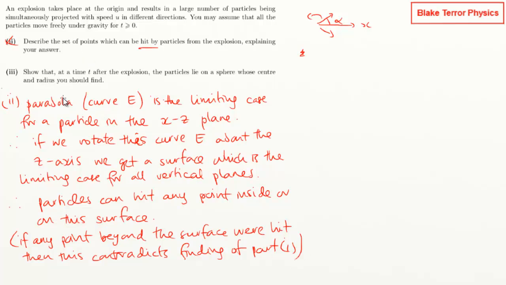Right, part 3 then. Show that at a time t after the explosion, the particles will lie in a sphere whose centre and radius you should find. Okay, right, well, this is interesting. From a physics point of view, that's just obvious, I would say, because the particles will have moved ut relative to the centre of mass, and the centre of mass will have dropped minus gt squared over 2 in the z direction. But we can't give that as an answer in math.